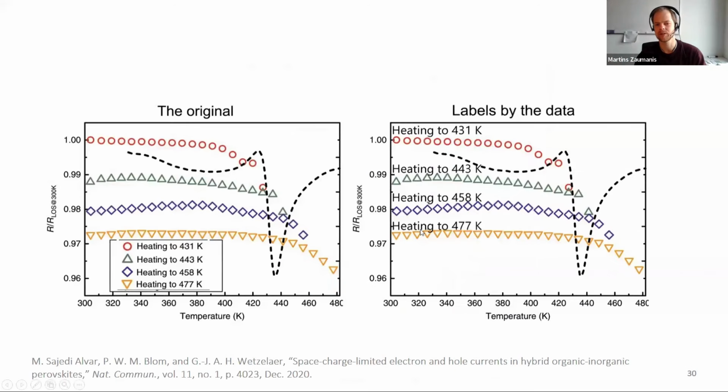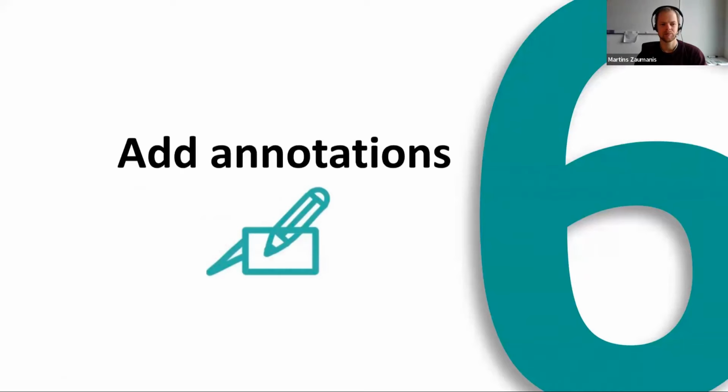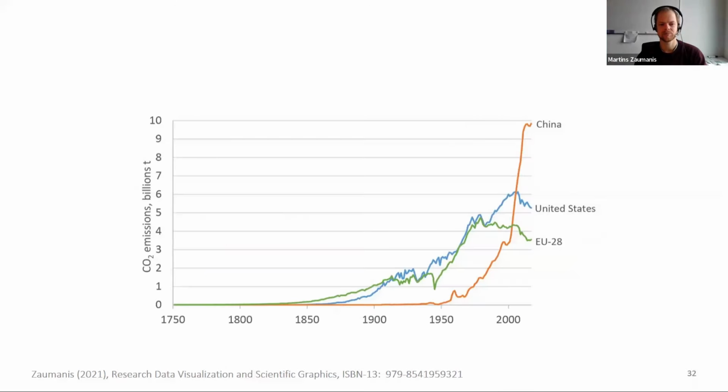Even better if you can put the labels right next to the data, like in the case on the top right here. So this allows the audience to quicker understand and read the data. And this is especially important if you're doing a presentation at a conference where you have to go quickly through your slides. Next up, number 6, adding annotations.